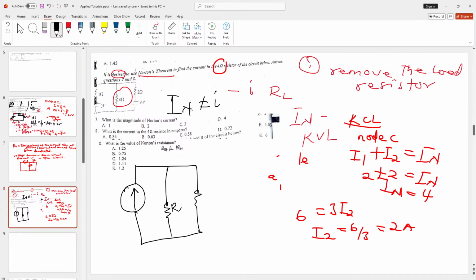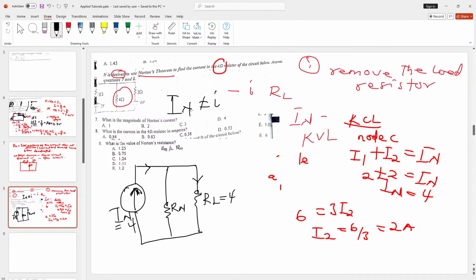So this is the Norton's resistance. This is our load resistance. And this is the Norton's current. So you are supposed to find the current that is passing through the 4 ohm resistor. This one, that's our load resistor. Now you realize that to be able to find this, we know our IN to be what? 4. And IN is the current being supplied here.